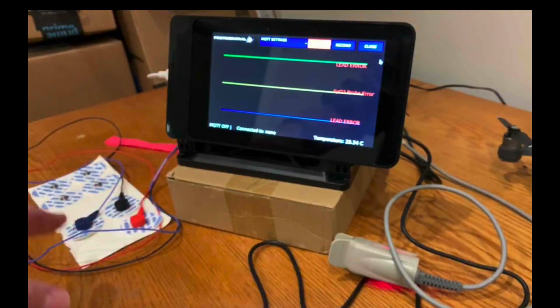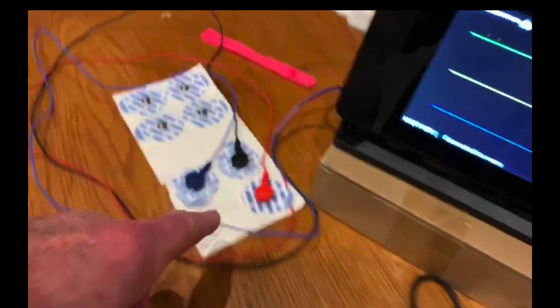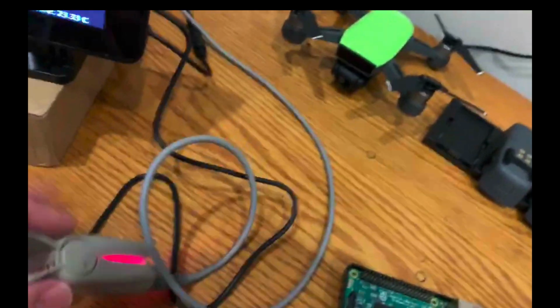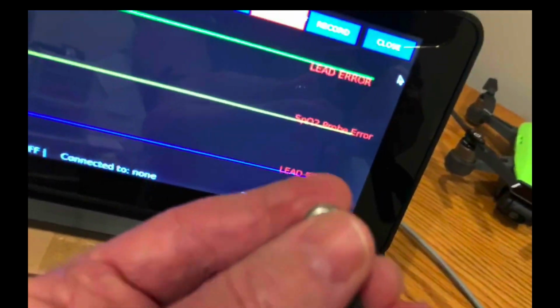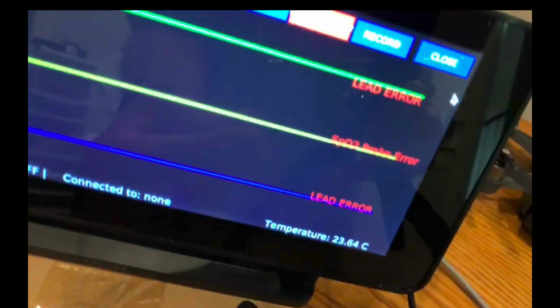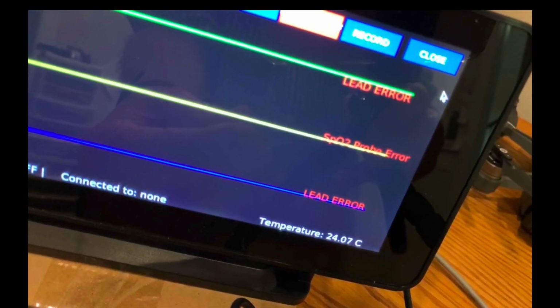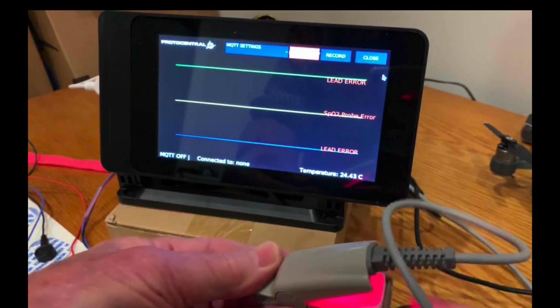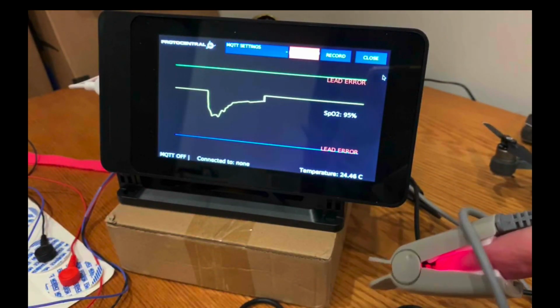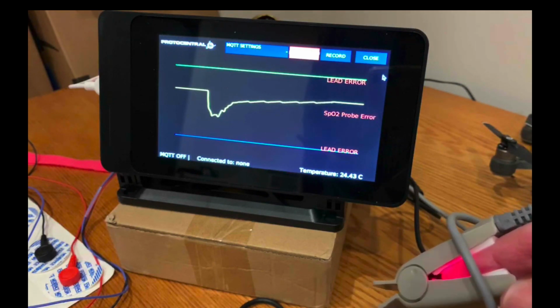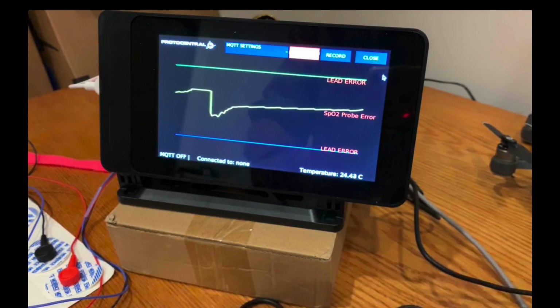These are the sensors. Here are the ECG sensors. Here's the fingertip oxygen sensor, and here's a peripheral temperature sensor. There's it responding to my temperature. Here's the oxygen sensor. 95% oxygen, so I'm alive. That's a good sign.